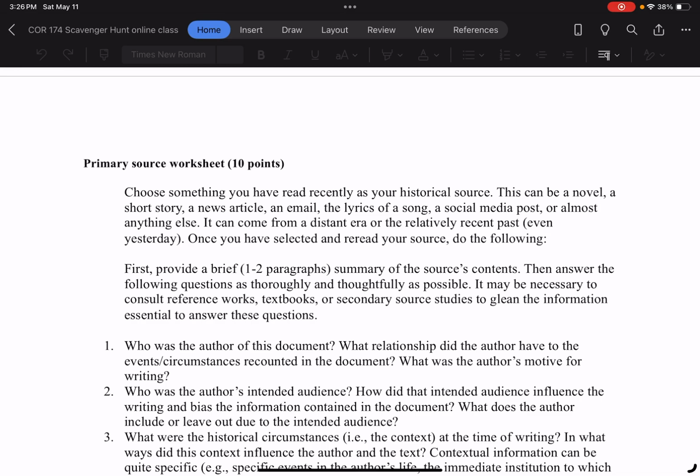In this assignment, I'm simply asking you to choose anything that you have read recently as a historical source. This can be something from a really long time ago. It can be something from as recent as yesterday or even earlier today, I suppose. It can be, and I list a few things here, a novel, a short story, a news article, an email, the lyrics of a song, a social media post, or almost anything else.